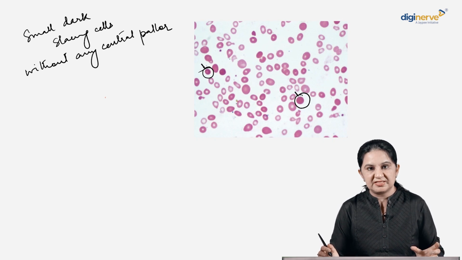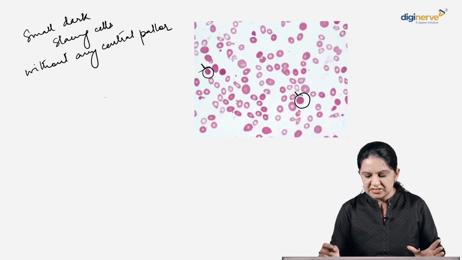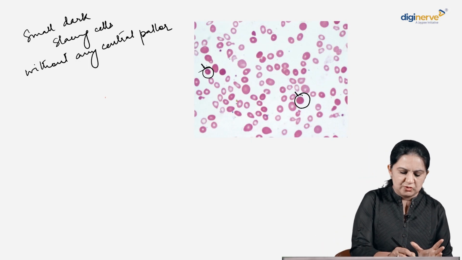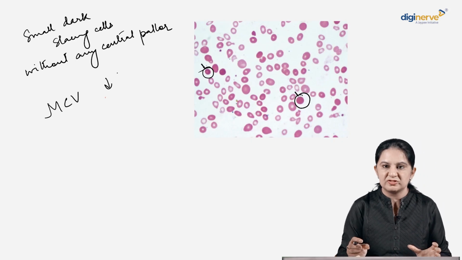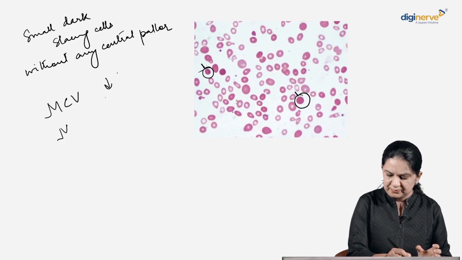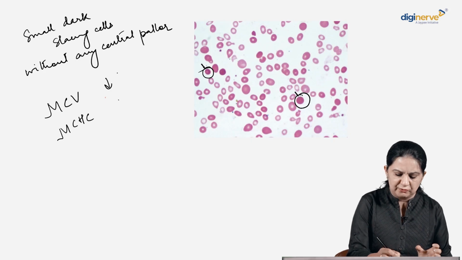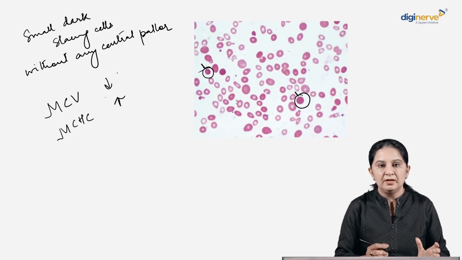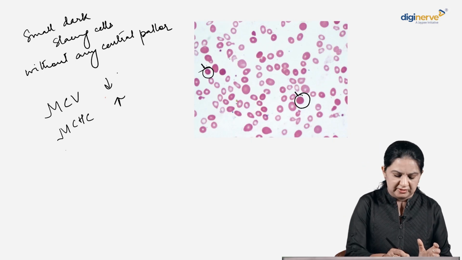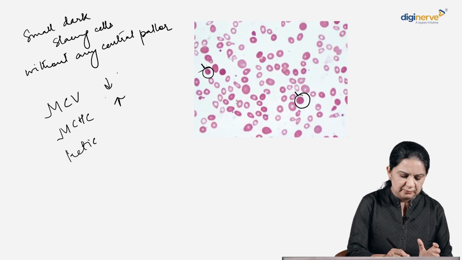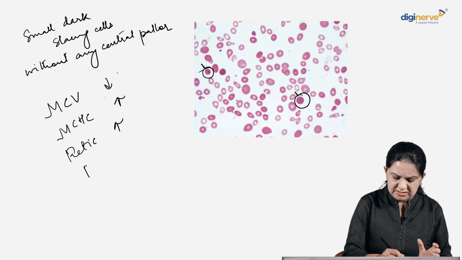Alright, moreover, the cells have lost water and they have become concentrated. That is why central pallor has been lost. So, here the MCV, what will happen to MCV? It will be decreased. Why? Because there are small spherocytes. MCHC would be increased. Why? Because the cells have lost water and they have become concentrated. Reticulocyte count will be increased.